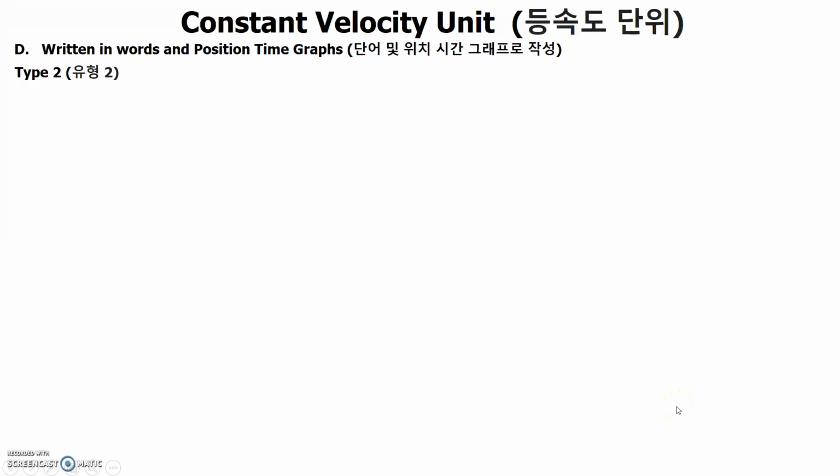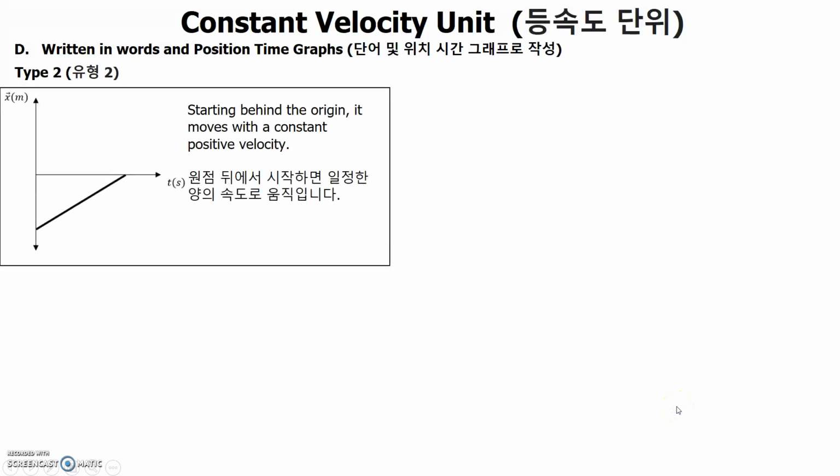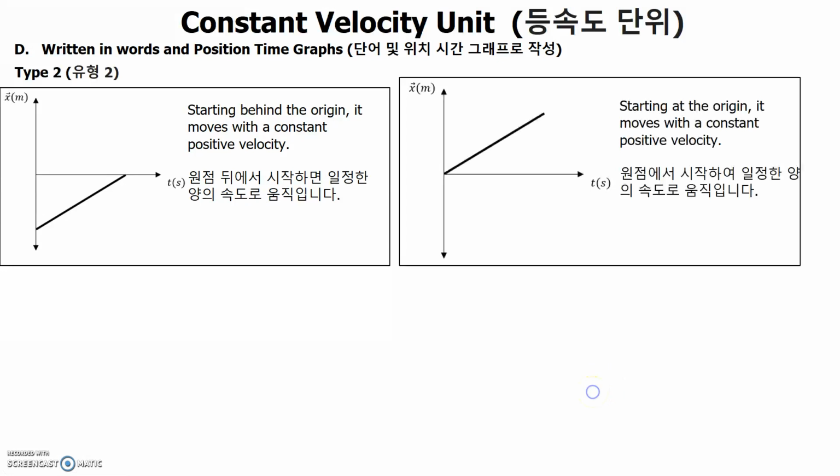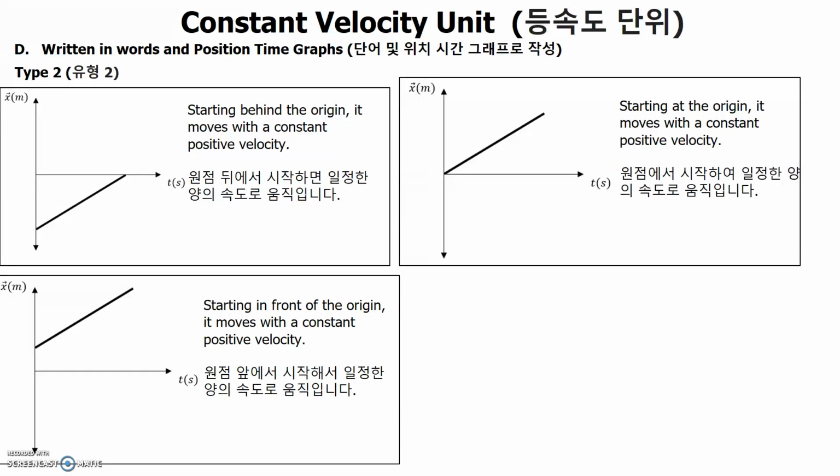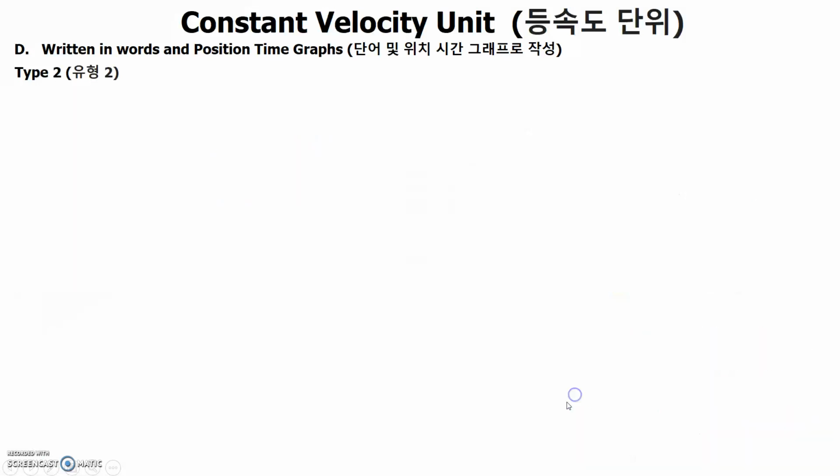For type 2 motion, again, this was constant velocity. We could be having it starting behind the origin, moving in the positive direction at a constant velocity. We could have it starting at the origin, moves with constant positive velocity. Or we can have it starting in front of the origin, moving at constant positive velocity. For each one of these, the velocity time graph looks the same.